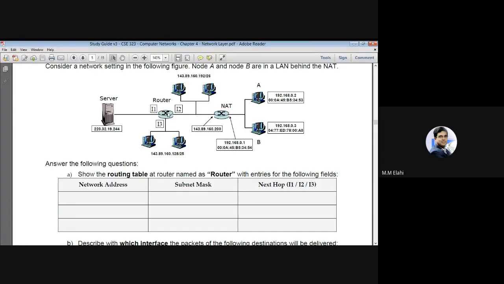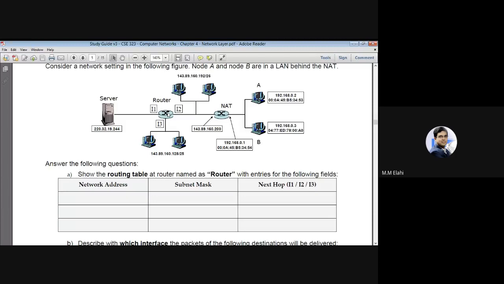So how many entries will be in the routing table? So it should be 3. Right, very good. Number of interfaces equals number of networks. So there are 3 interfaces, I1, I2, I3, so there will be 3 networks. First we have to fill up the routing table, where we give network address, then subnet mask, and then next hop.